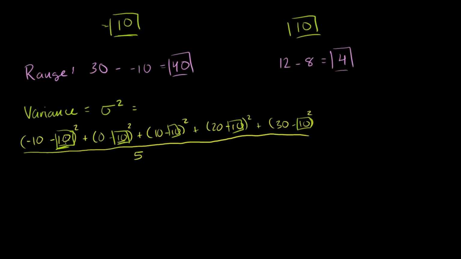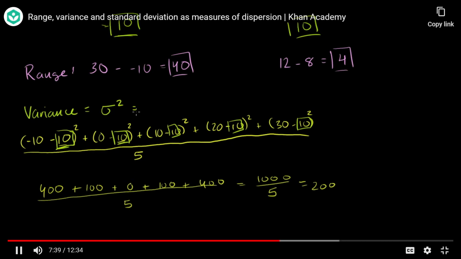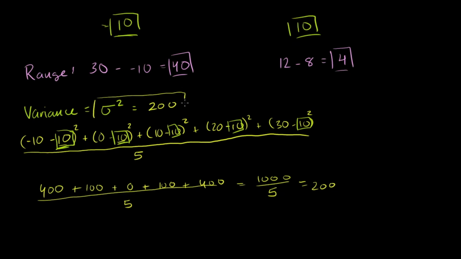Negative 10 minus 10 is negative 20. Negative 20 squared is 400. 0 minus 10 is negative 10, squared is 100, so plus 100. 10 minus 10 squared, that's just 0 squared, which is 0. Plus 20 minus 10 is 10, squared is 100. Plus 30 minus 10 is 20, squared is 400. Our variance is going to be 200. That's our measure of the dispersion there.